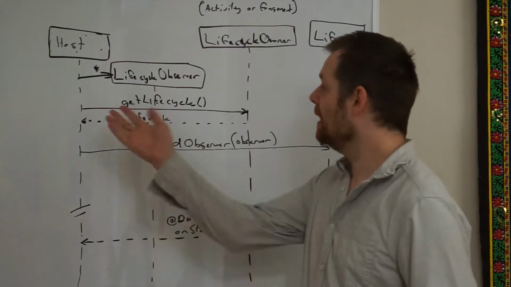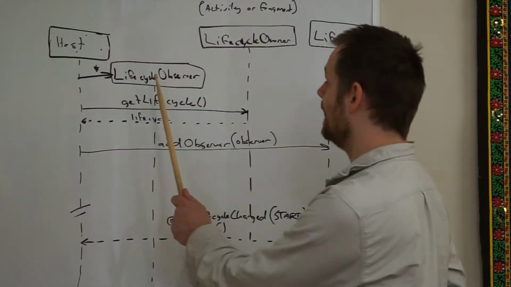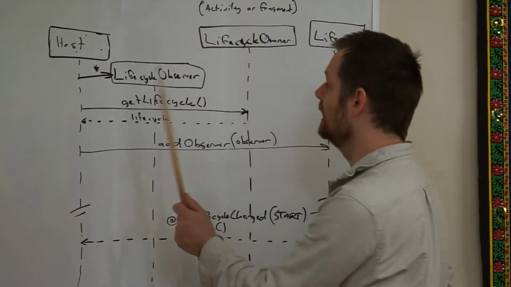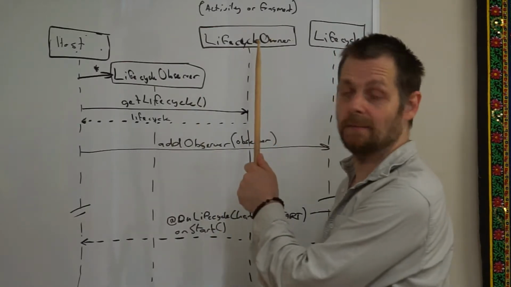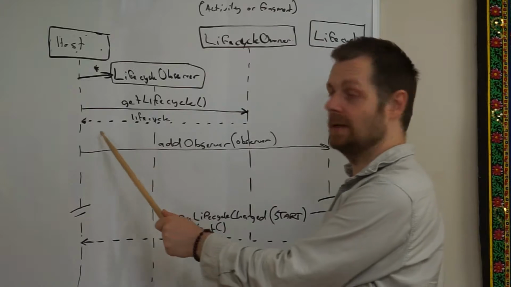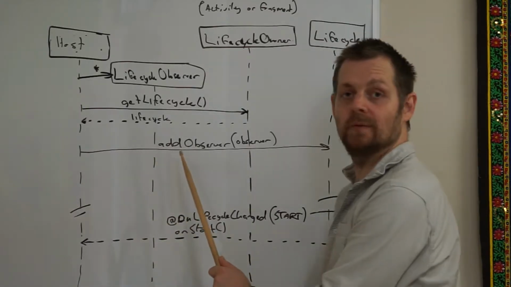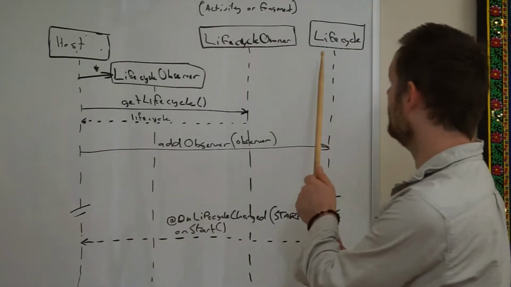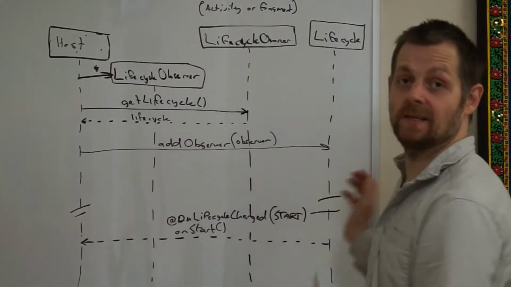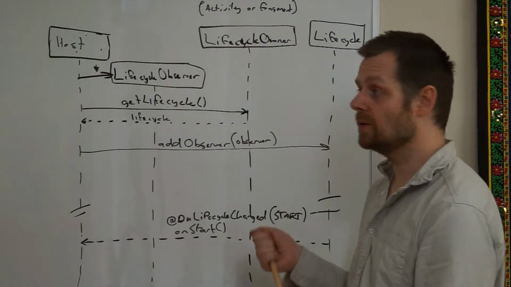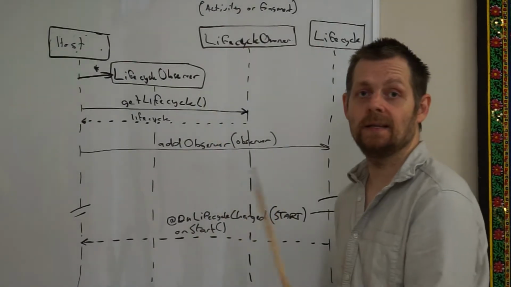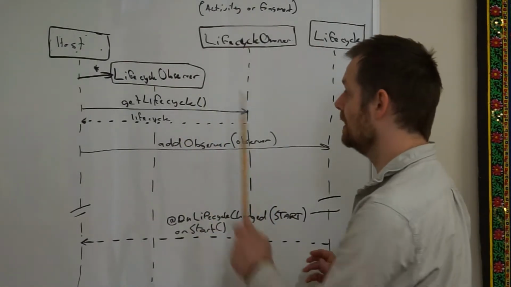In this example, given that we have a host, the host can create a lifecycle observer. The host will get the lifecycle from the lifecycle owner, being the activity or fragment. Once returned with the lifecycle, we can register our observer with the addObserver method on the lifecycle. At some point in the future, we will be notified of lifecycle changes for all those methods that we annotate in the class that implements the lifecycle observer.